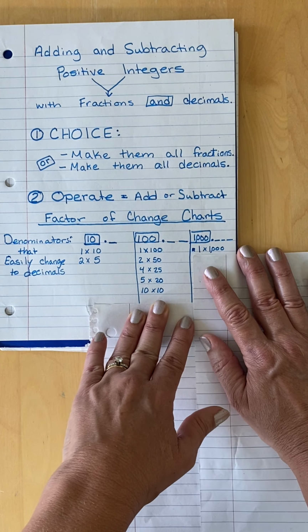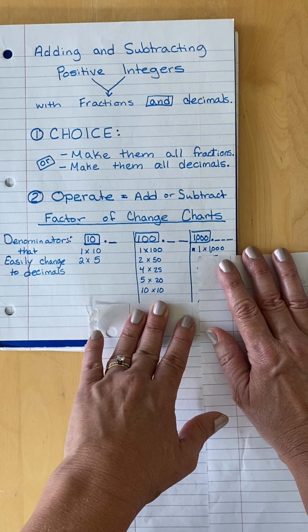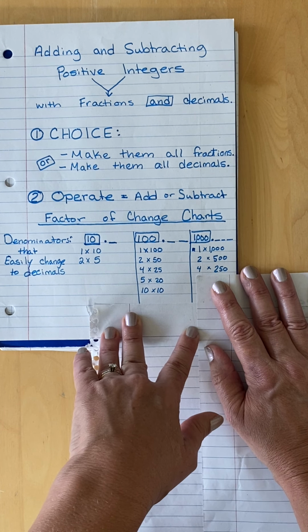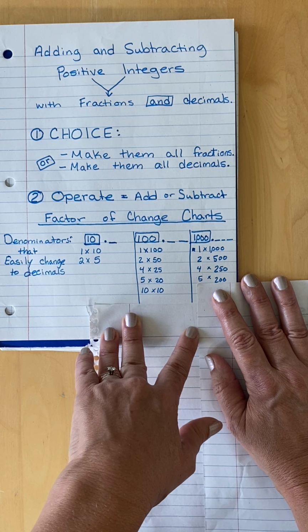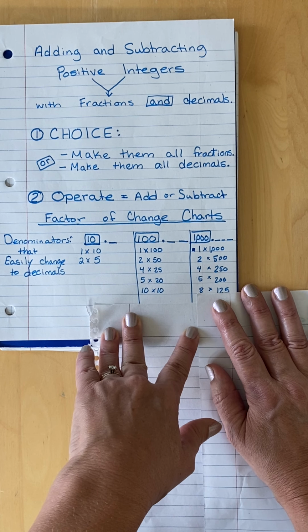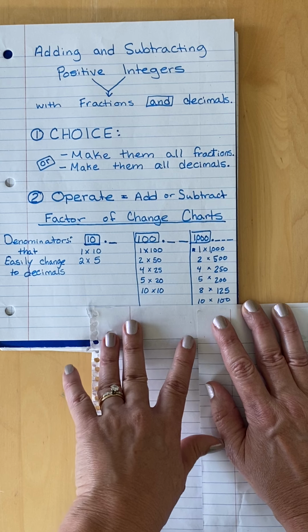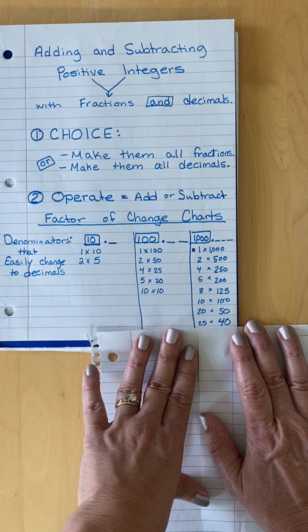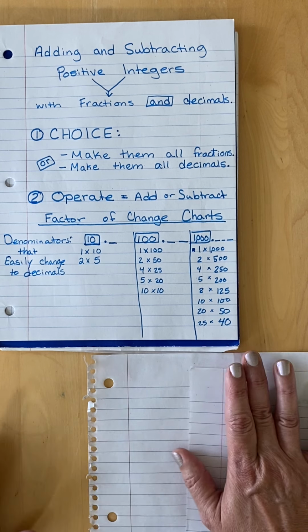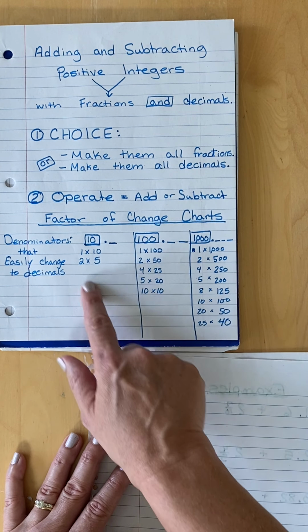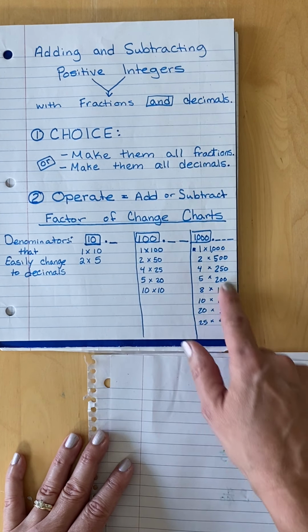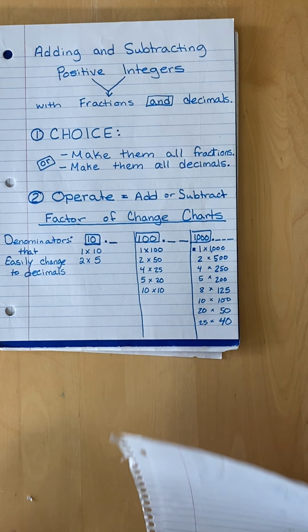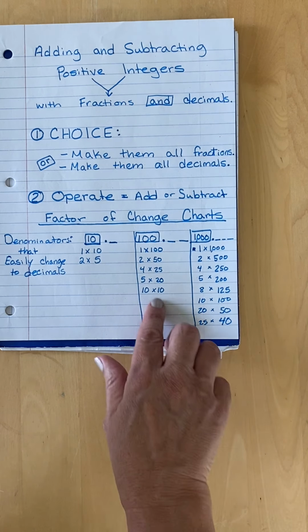Okay, 1,000. So we have 1 times 1,000, 2 times 500, 4 times 250, 5 times 200, 8 times 125, 10 times 100, 20 times 50, or 25 times 40. So any one of these numbers as a denominator, you can use the other as a factor of change, the other side of the fact.